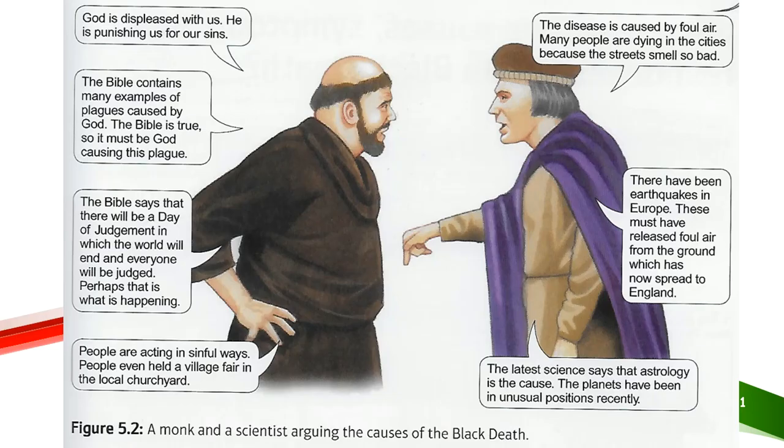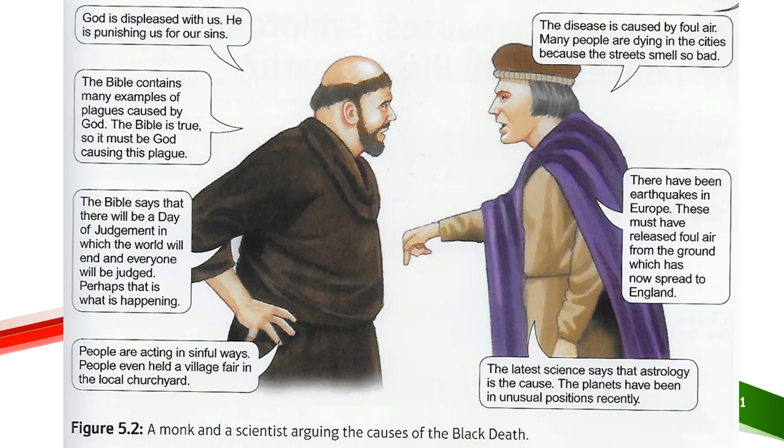Take a look at this figure. A monk and a scientist arguing the causes of the Black Death. God is displeased with us, says the monk. He is punishing us for our sins. The Bible contains many examples of plagues caused by God. The Bible is true, so it must be God causing this plague. The Bible says that there will be a day of judgment in which the world will end and everyone will be judged. Perhaps that is what is happening. People are acting in sinful ways. People even held a village fair in the local churchyard.